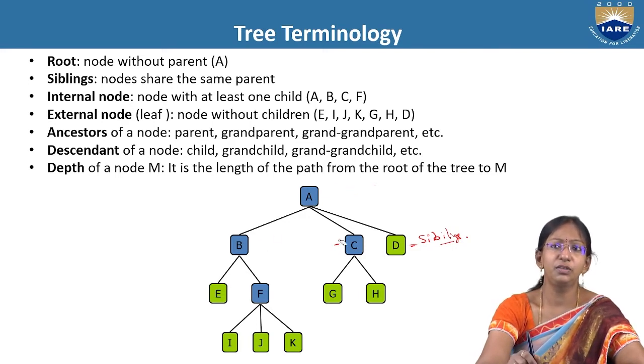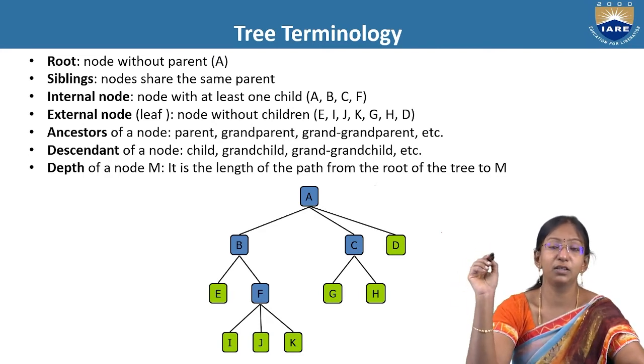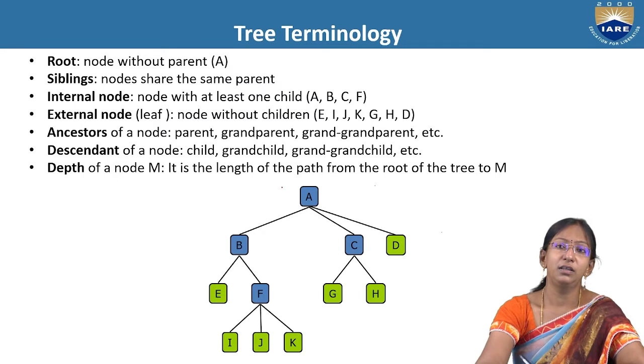A node which has either one or more than one child is nothing but an internal node. That is, at least one child. The nodes A, B, C, and F. Have a look at them. These are the 4 nodes which have children, right? They are known as internal nodes.